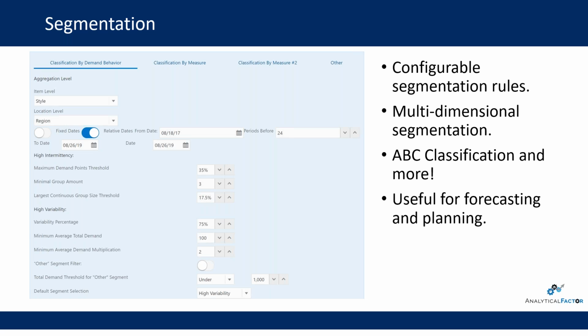The ability to take your world and break it down into subgroups. And once you've broken them down, you can use those subgroups to filter your reports, to focus your planners, to actually customize your forecasting algorithms to forecast one segment one way and another segment another way.